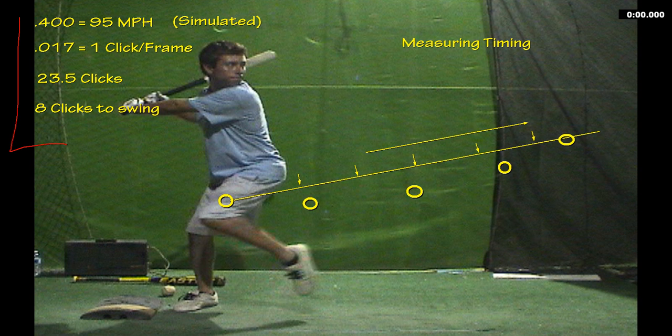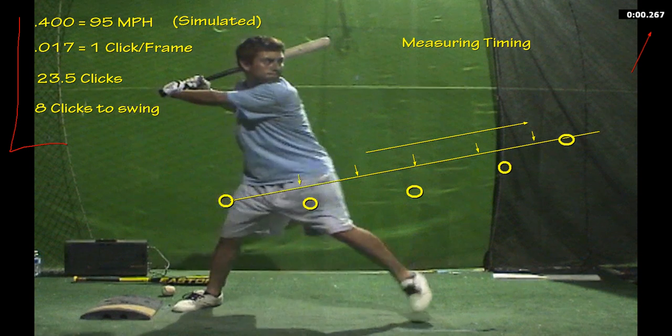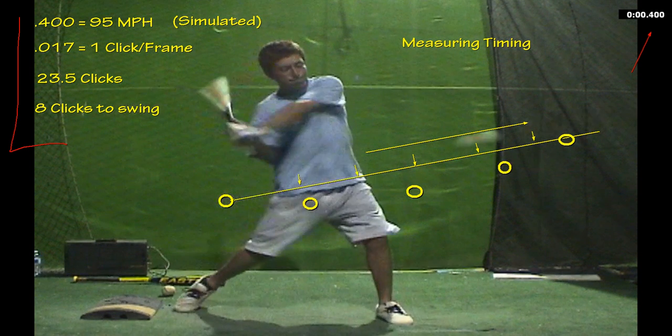Okay, so let's take a look at the other measuring tool that we'll use, and that is this clock in the upper right hand corner. If I bump it one frame, if I move the video one frame, that equals about 0.017 seconds. That's how long it takes for the camera to move one frame. So we're going to get all the way to 0.400 seconds. So this is the area that we're talking about.